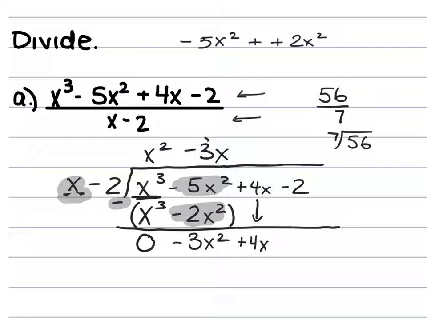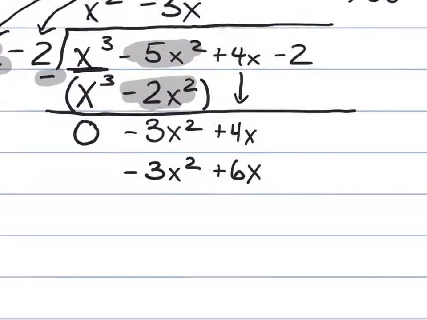All right, so we go through the steps again. Negative 3x times x gives me negative 3x squared. And negative 3x times negative 2 gives me positive 6x. So instead of just being multiplied with one thing, it has to be multiplied with both of those things over there. So what do you think I'm going to do with these numbers now?